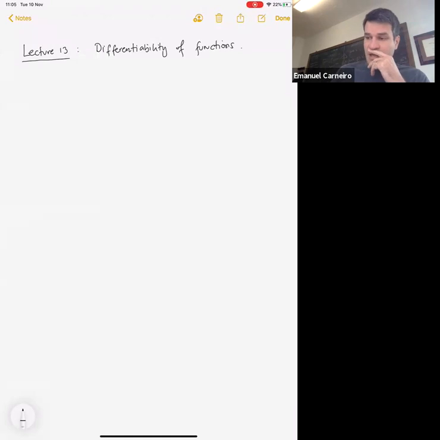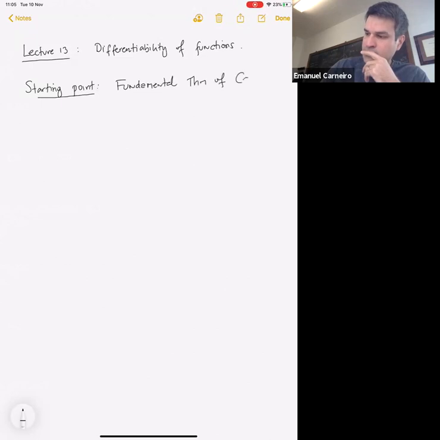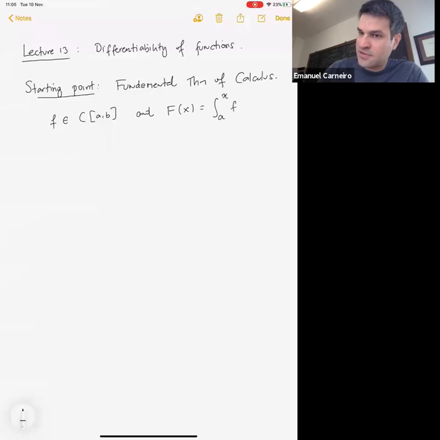Okay. So our starting point today for this discussion is the fundamental theorem of calculus. That is, if I have a function little f, which is continuous on a certain interval ab, and I let function big F of x be the integral from a to x of little f.